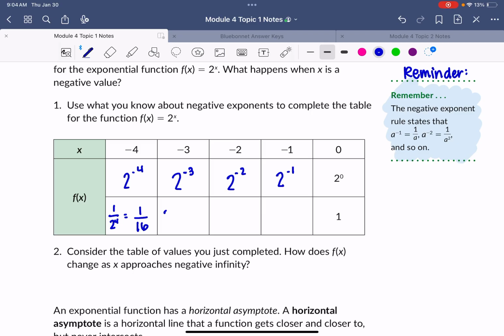Then I'm going to do the same thing here. So 2 to the negative 3rd will be written as 1 over 2 cubed. 2 cubed is 8. So this fraction becomes 1 over 8. Then I have 1 over 2 squared. 2 squared is 4. So 1 over 4. And then 1 over 2 to the 1st. 2 to the 1st is just 2. So this is a half.